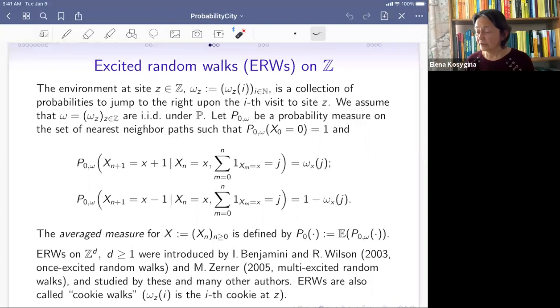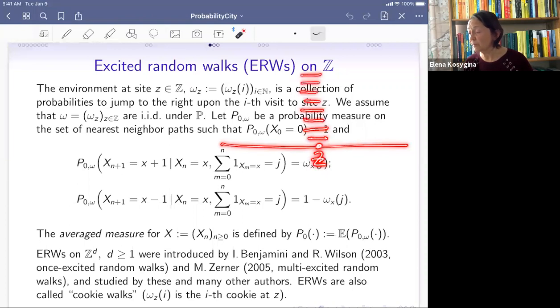Thank you. Yes. So the mechanism is the following. We have a site of the lattice Z, and we say that there is an infinite stack of cookies piled up on each site. So the random walk comes to point z for the first time, eats the cookie from the bottom of the pile, and jumps to the right with probability encoded by this cookie. So a cookie is the probability to jump to the right. The ith cookie is the probability to jump to the right upon the ith visit to a site. Does that make sense?